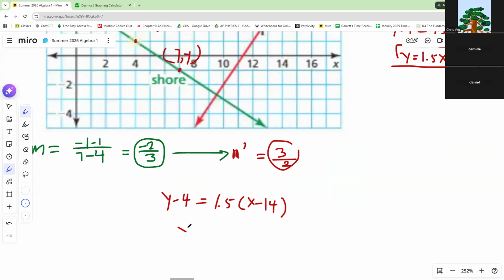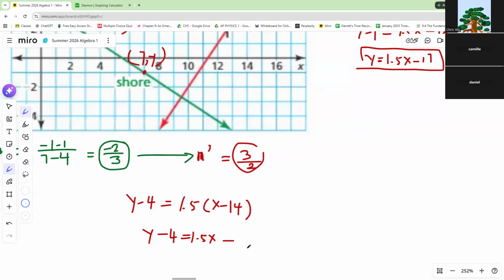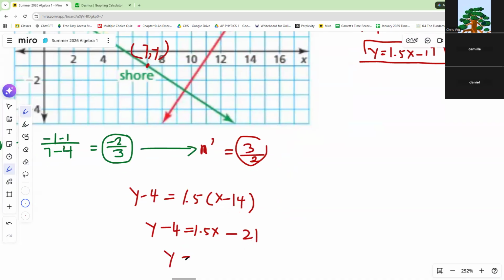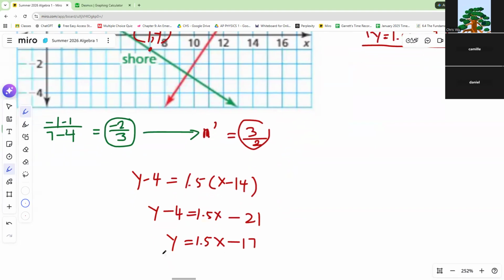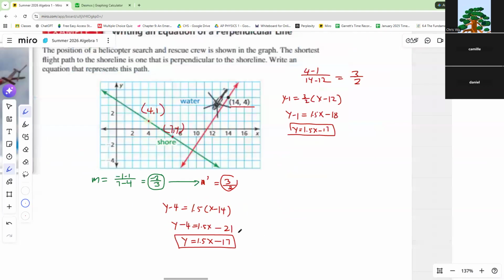So let's do y minus 4 equals, let's just use 1.5, times x minus 14, right? So that will give me y minus 4 is equal to 1.5x minus 21. And then y equals 1.5x minus 17, right? Because I've added 4 to it. And that's precisely the same result as if I just got it directly from the point.